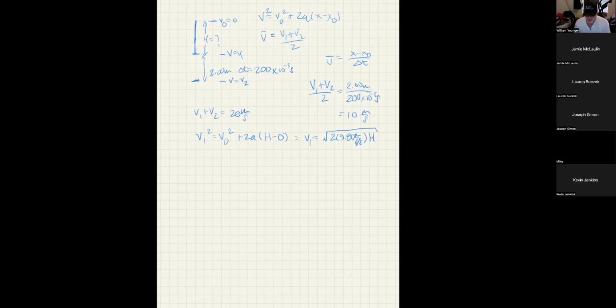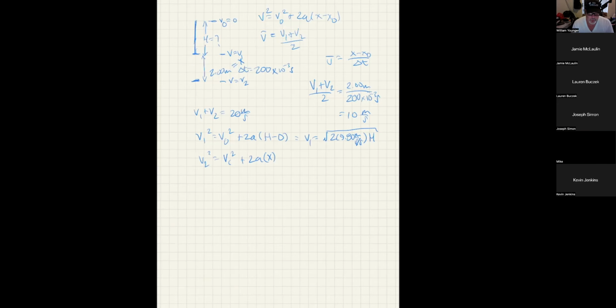And then, of course, v2, I could either put that in terms of v1 or in terms of v0. But in this case, I want to use v1. So that's v1 squared plus 2a times, let's call this x for the height of the window. So that's just x there. So that's another way we can find something.